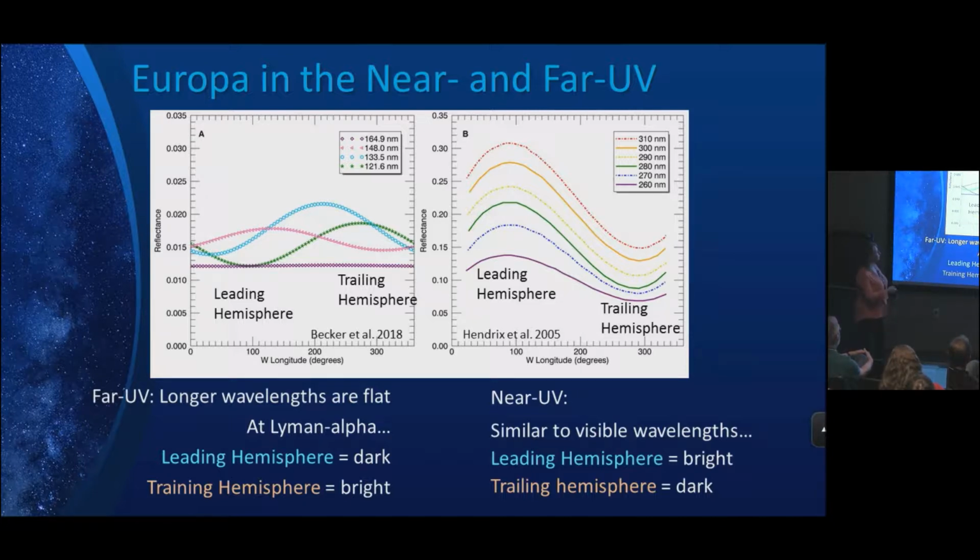But at that Lyman Alpha, we do see that reversal. In other places, like the moon, we see that as well. That is often attributed to some sort of space weathering, or it could be grain sizes. But we do see this reversal, this spectral inversion at Lyman Alpha.